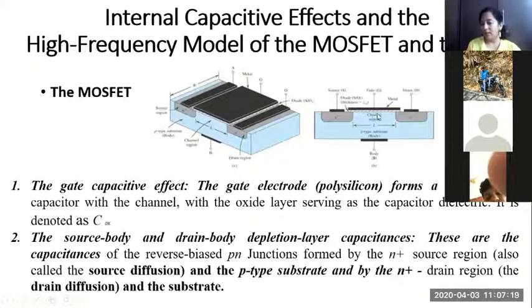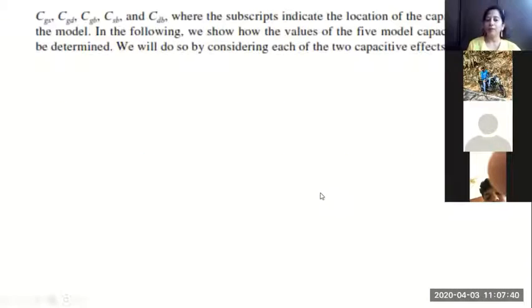Here, metal, silicon oxide, channel will be formed here. And the source body, as I told you, between the source and the body, there will be one capacitance because of the PN junction depletion region. Between the drain and body, there will be another capacitance. So all these capacitances will come into effect, as we will see.